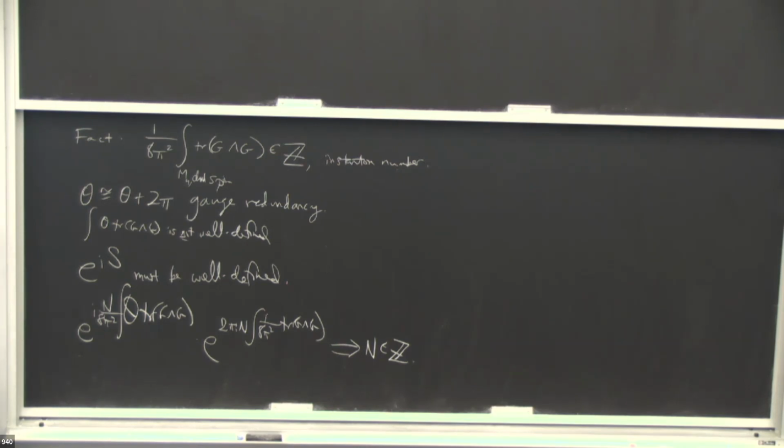So M4 doesn't have to have trivial pi 1, or is there any condition? It doesn't have a boundary, but other than that, it's any. Works for a torus, for T4. Yes.